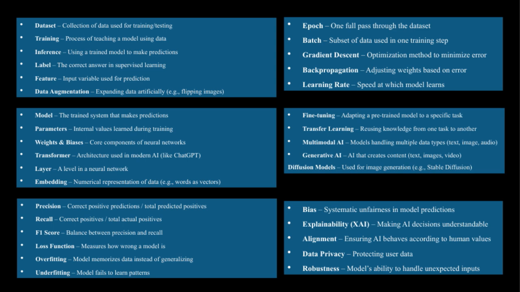Training is the process of teaching the model by exposing it to this data. Inference is when we use our trained model to make predictions on new, unseen data. Labels are the correct answers we provide during supervised learning, guiding the model's training. Features are the input variables that the model uses to make predictions, such as age, temperature, or text. Finally, data augmentation involves artificially expanding our dataset, like flipping images or adding noise, which helps our model generalize better and improves performance, especially when data is limited.